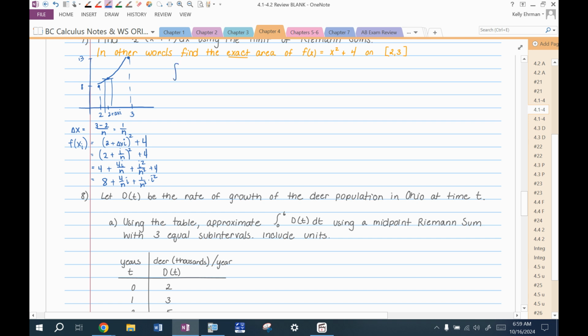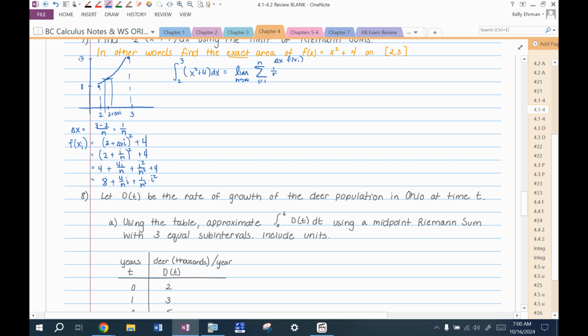And so what we're saying is the integral from 2 to 3 of x squared plus 4 dx is equal to the limit as n approaches infinity of the sum from i equals 1 to n of delta x times f of x sub i. And actually, just so I don't have to write all this again, I'm going to write that up here. Delta x times f of x sub i. I just spent the work going through that.